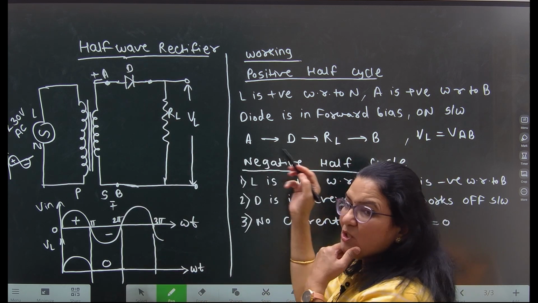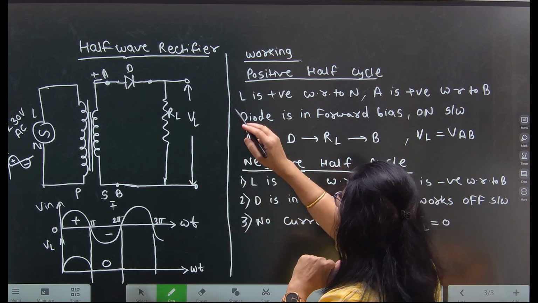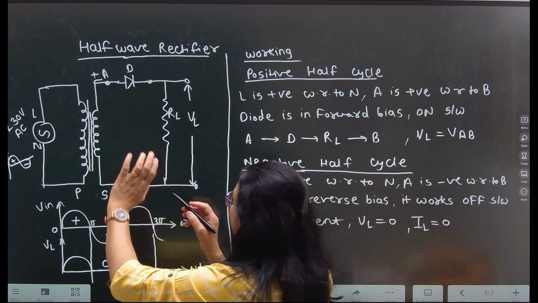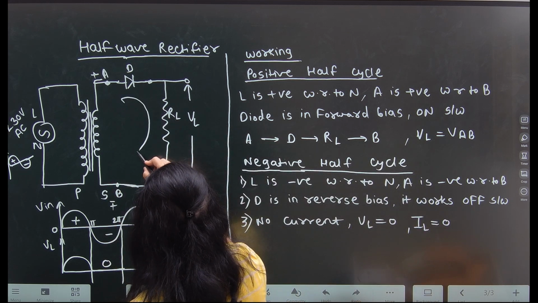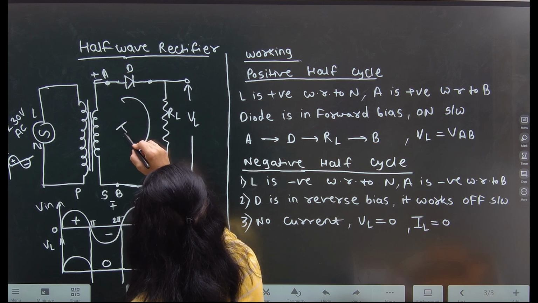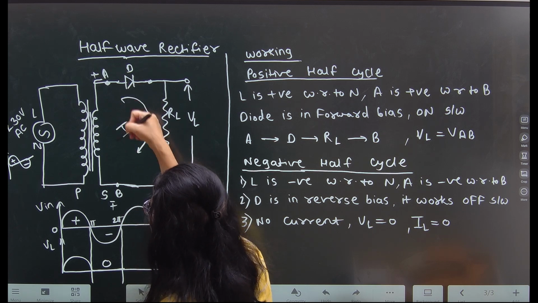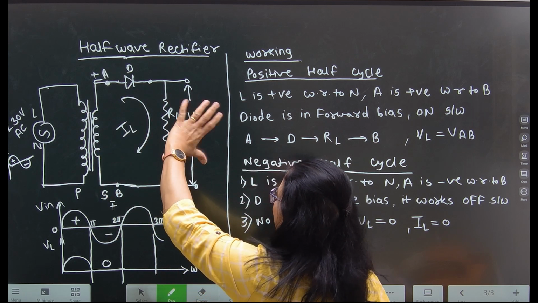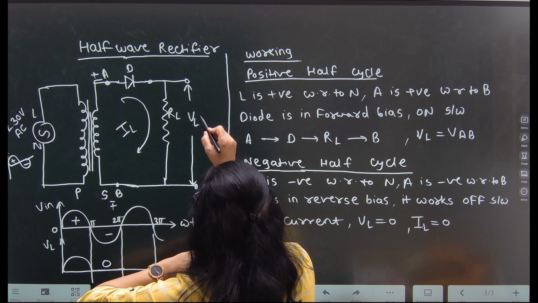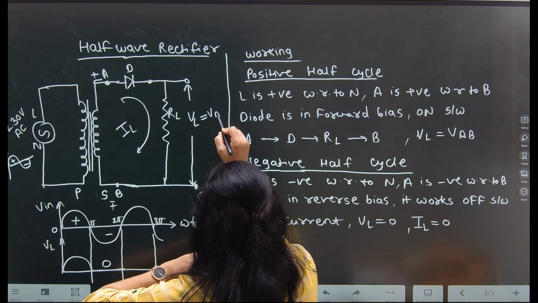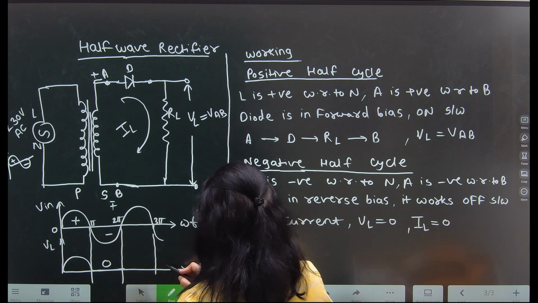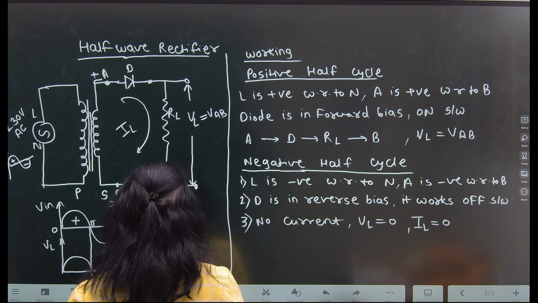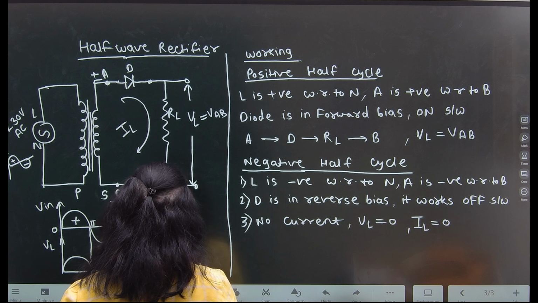It works as an on switch, and the whole current flowing through the circuit is IL. Again IL, and the voltage, whatever the voltage, that is VAB. The whole voltage will appear across the load as voltage VL in the positive half cycle. So again we will get a waveform in the positive half cycle.